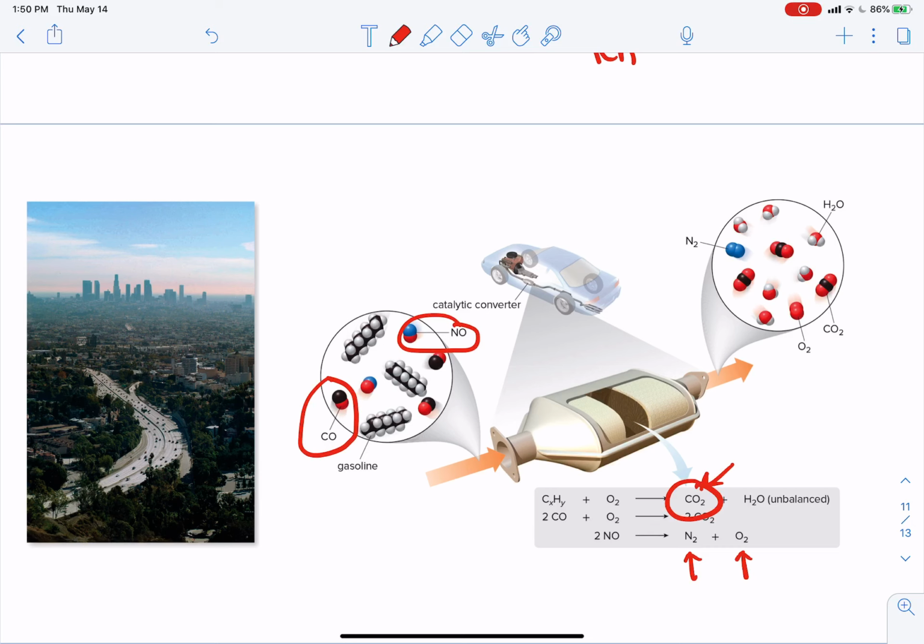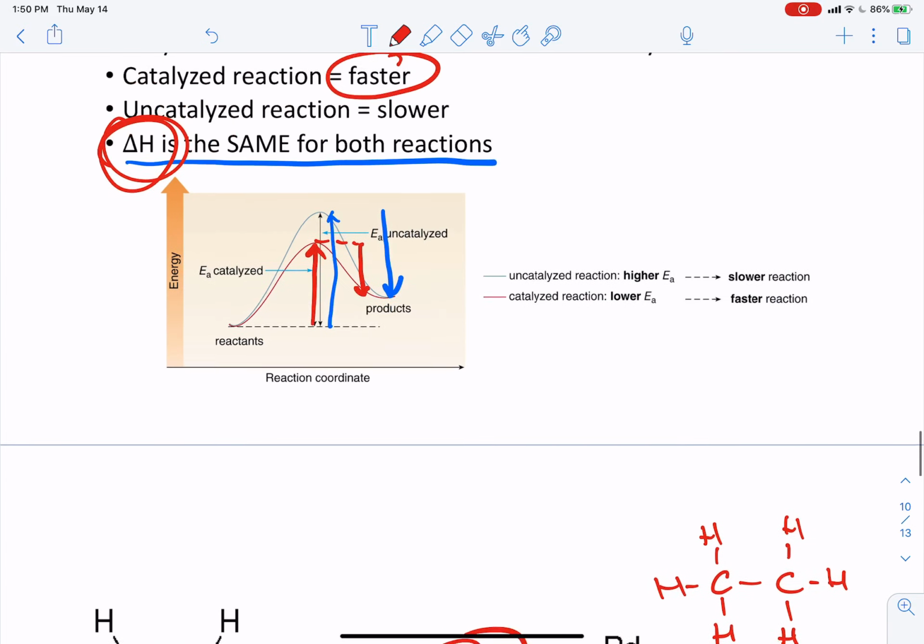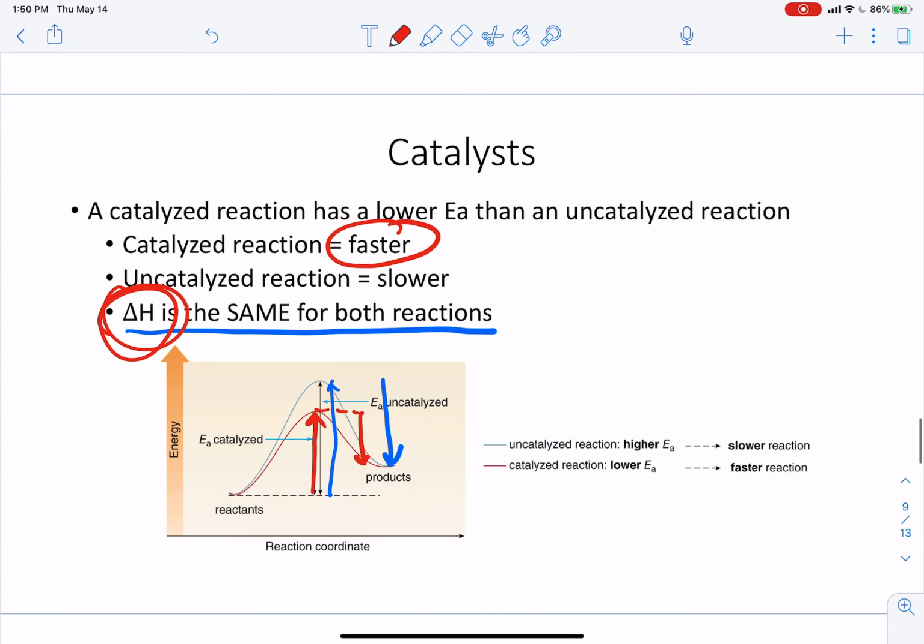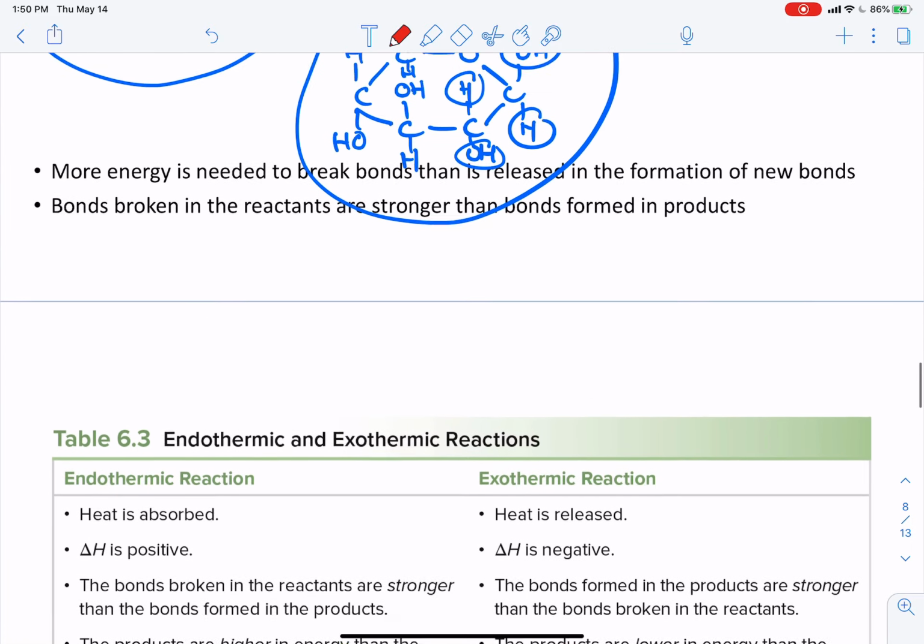So that is the supplemental video that shows you guys the energy diagrams that will be on the exam.